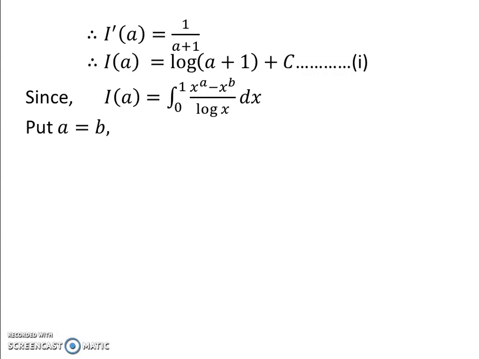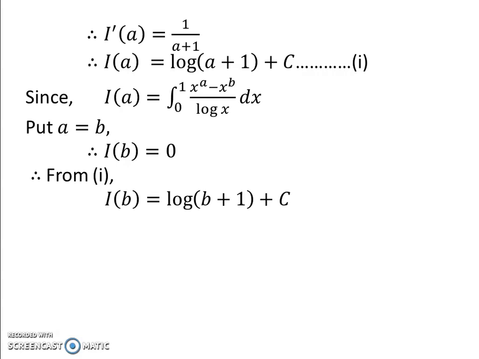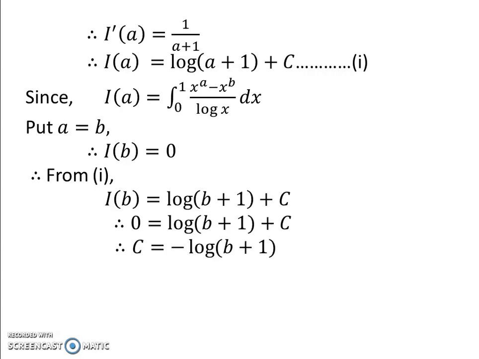Therefore the LHS will be I of b and the RHS will be 0. So I of b equals 0. Similarly, from equation number 1, we get I of b equal to log of (b plus 1) plus c. But I of b is 0. Substituting that value, we get 0 equal to log of (b plus 1) plus c. Therefore c equals minus log of (b plus 1).